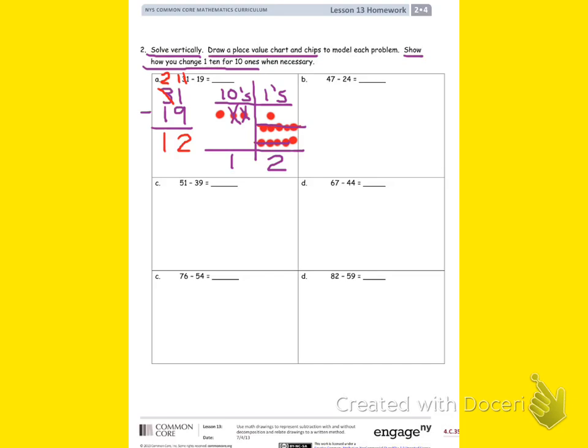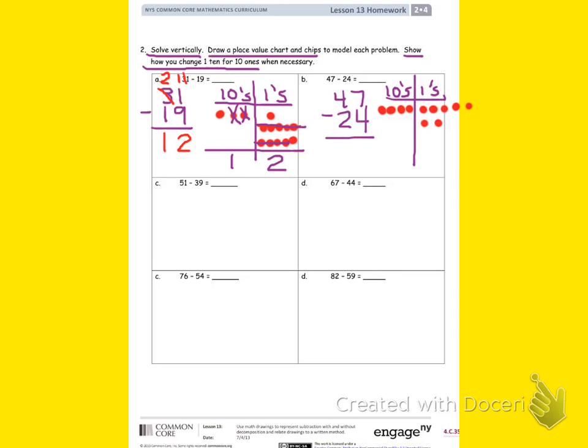Let's do another one together. First, I will write my problem vertically. 47 minus 24. I made sure that my numbers are lined up. Now I draw my place value chart and label it ones, tens. 47 has 7 in the ones. 1, 2, 3, 4, 5, 6, 7. When you draw your 7, remember only 5 goes in one row. And there are 4 tens in 47. 1, 2, 3, 4.